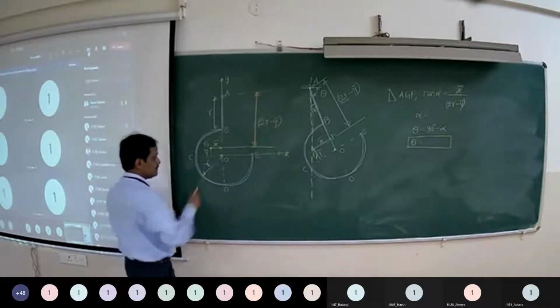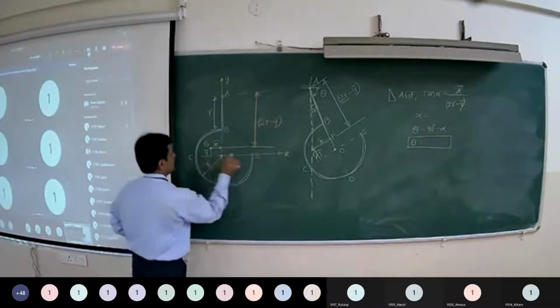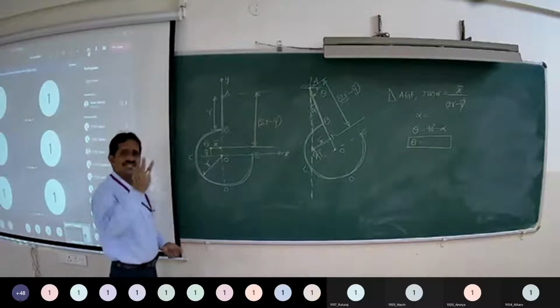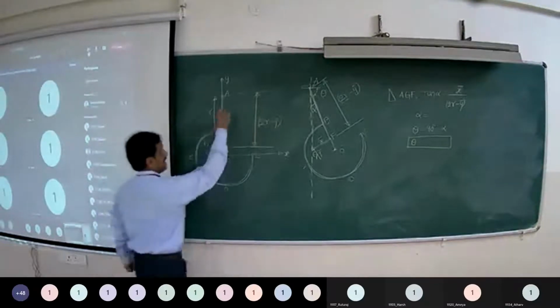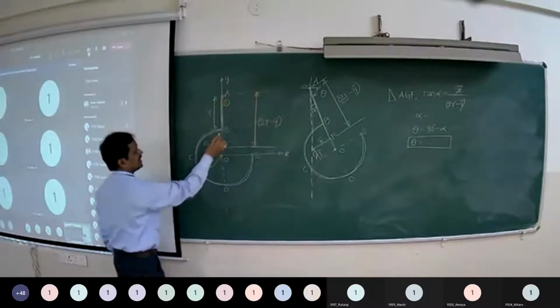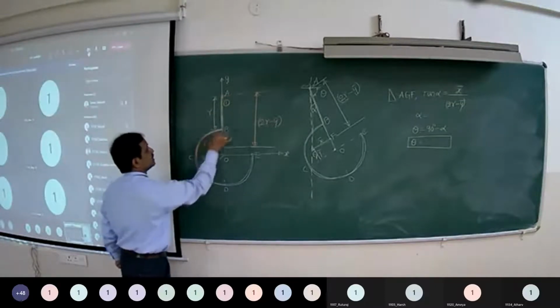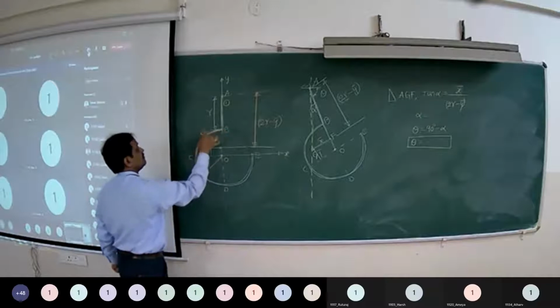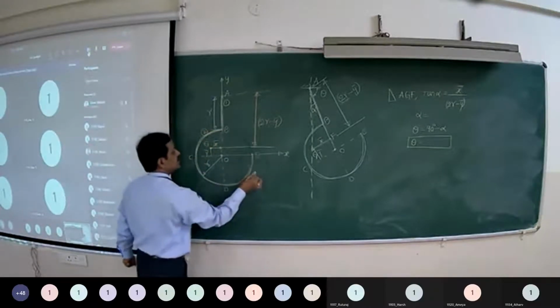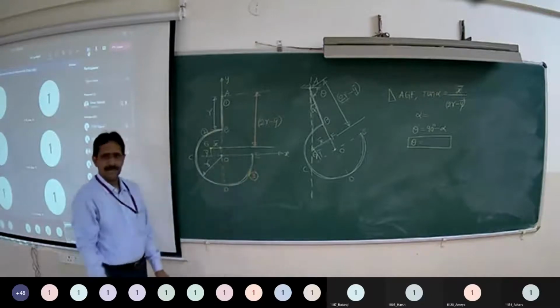Now, to find out x bar and y bar, I am dividing this bent into 3 parts. One is portion AB, second is quarter circular arc BC, third is semicircular arc CDE. Right?